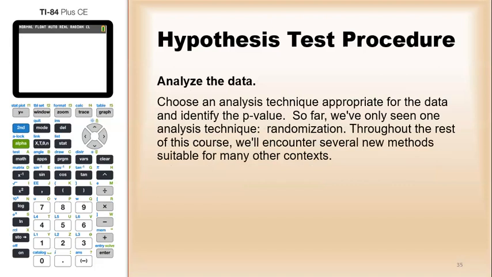From there, analyze the data. Choose an analysis technique appropriate for the data and identify the p-value. Right now, we've only seen one technique, and that's randomization and simulations. Throughout the rest of this course, we'll encounter several new methods suitable for other contexts.